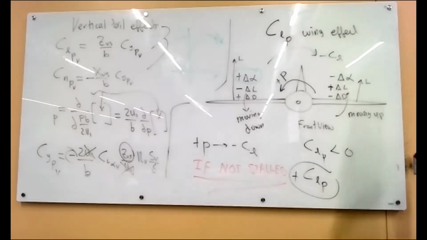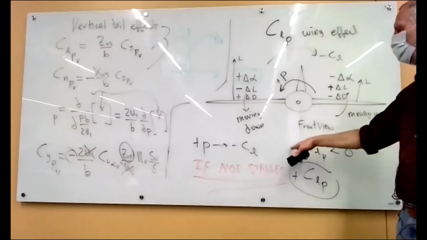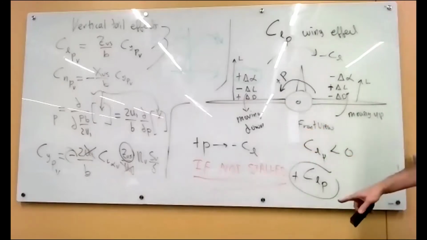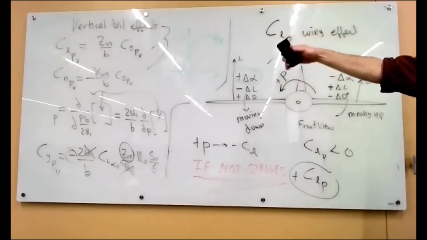Okay, how about the yaw? So this is a big one, we do care. We want this to be negative. And it almost always is, because of those big wings sticking out there, unless we're stalled.